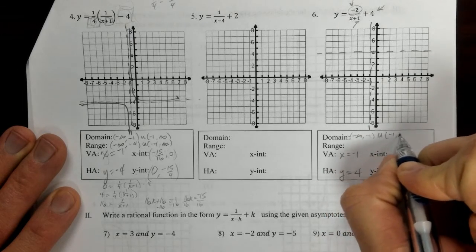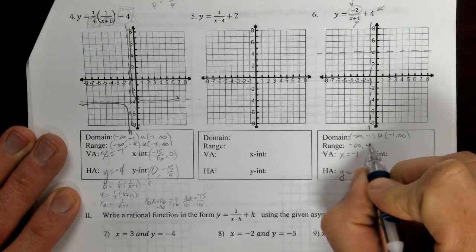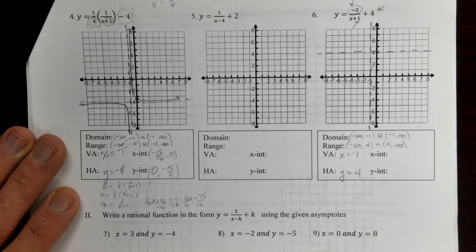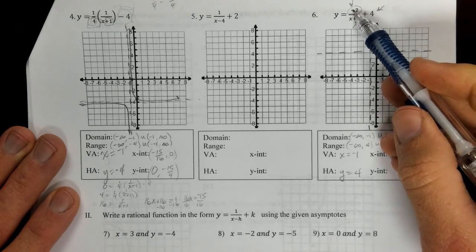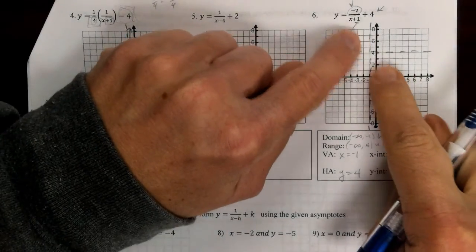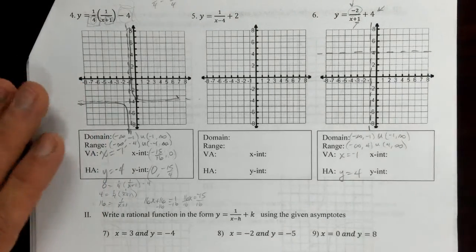Union with negative 1 to infinity. Same thing for the range: negative infinity to my horizontal asymptote at 4, union with 4 to infinity. Now we know we have a reflection and a vertical stretch. So with a reflection, the graph's going to be in the bottom right quadrant, and a vertical stretch is going to move it a little bit farther away from my asymptotes. So let's look at our intercepts.